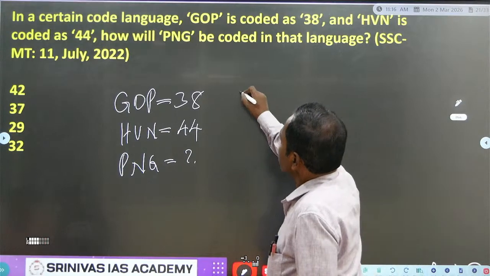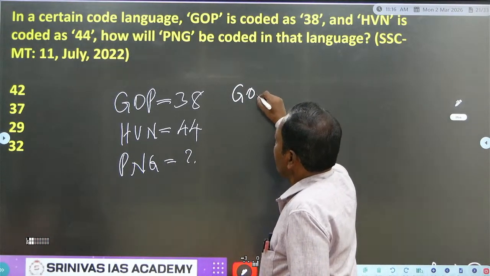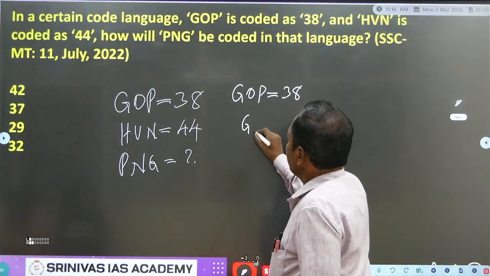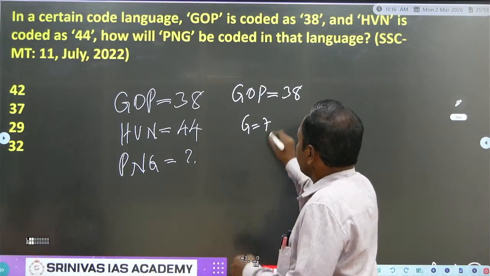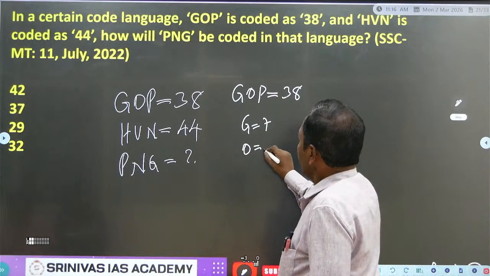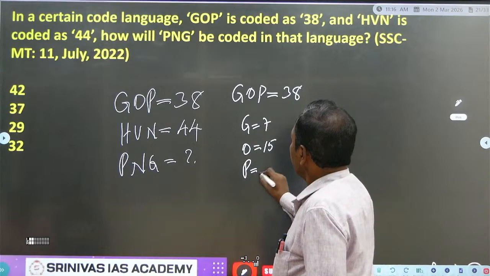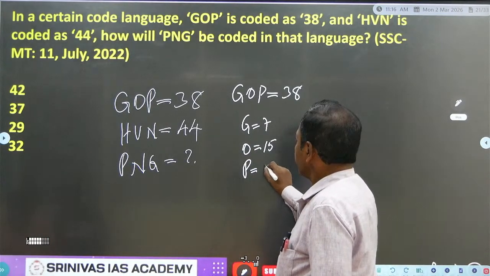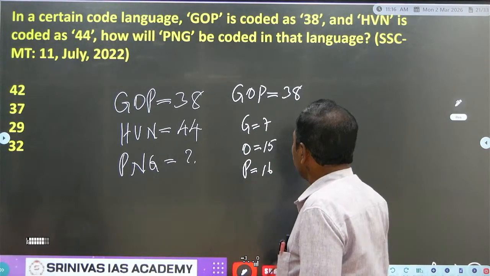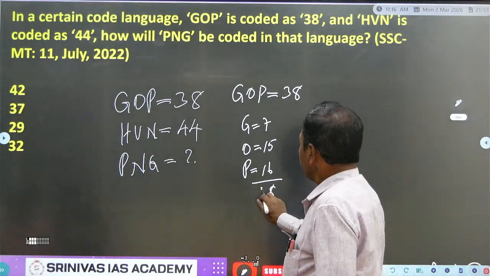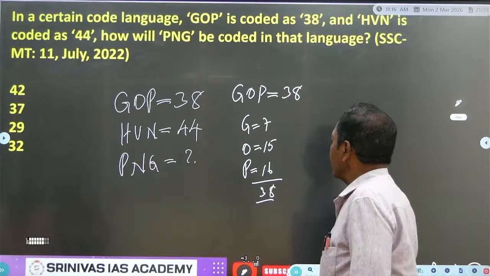Now, GOP, let us talk about GOP is 38. What is G? 7th letter. What is O? 15th letter. P is what? 16th letter. 38 is there. Put up the total: 7, 15, 16. So, sum of the position of the letter, that's all.